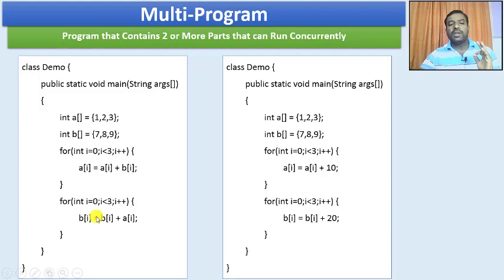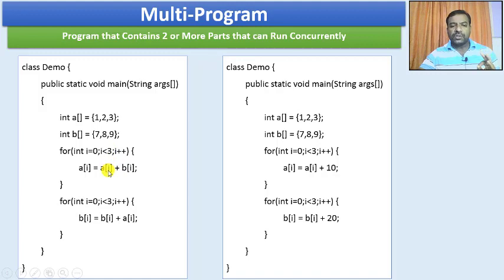It cannot be executed in parallel. This cannot be executed in parallel because I am using the array A here. So now whatever content is updated in this array A should be used in this for loop, and so this is dependent upon this.